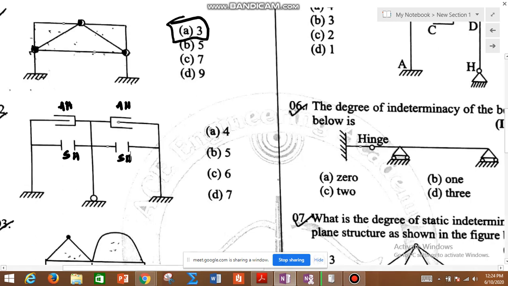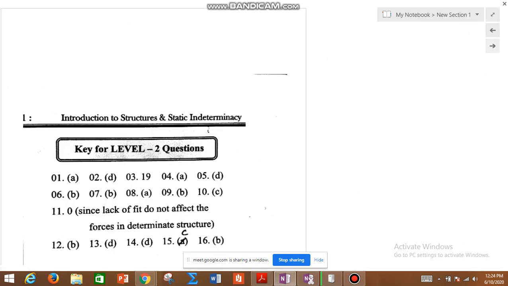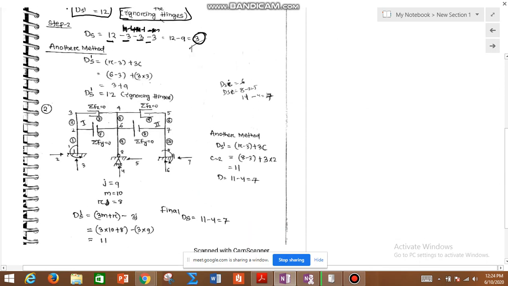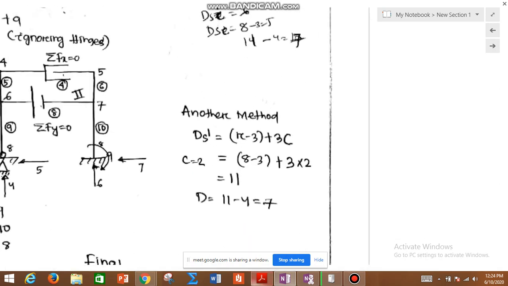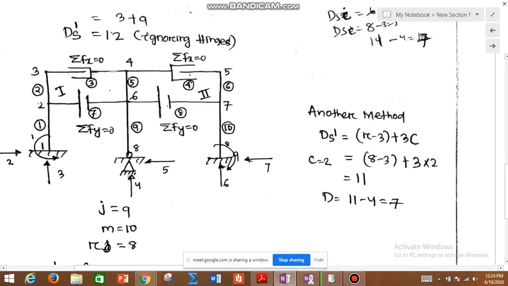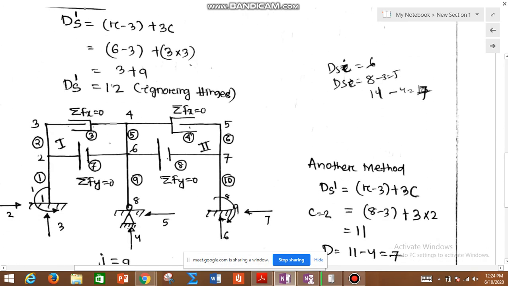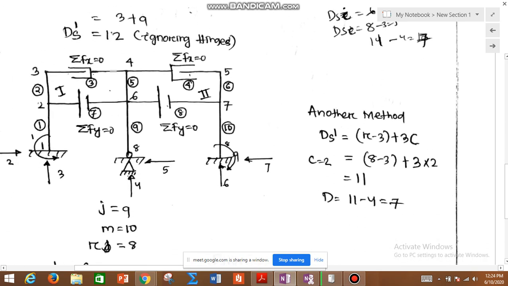So now let me solve this one. Now you have to solve this question. See, this is the second question. Like this you have to do. You can use any method. You can use this method also.